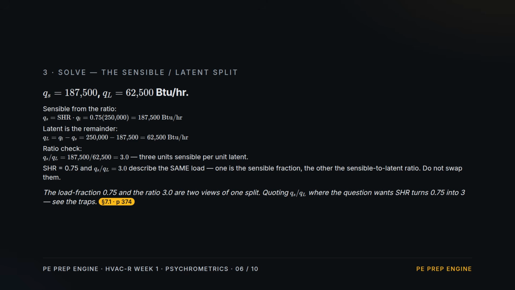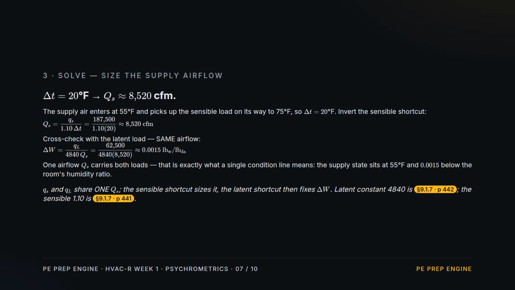Solve. Part 1. The split. Sensible is the ratio times the total. 0.75 of 250 is 187,500. Latent is what's left, 62,500. Their ratio is 3 to 1. Notice the same load reads as a fraction of 0.75 or a ratio of 3. Don't confuse the two.